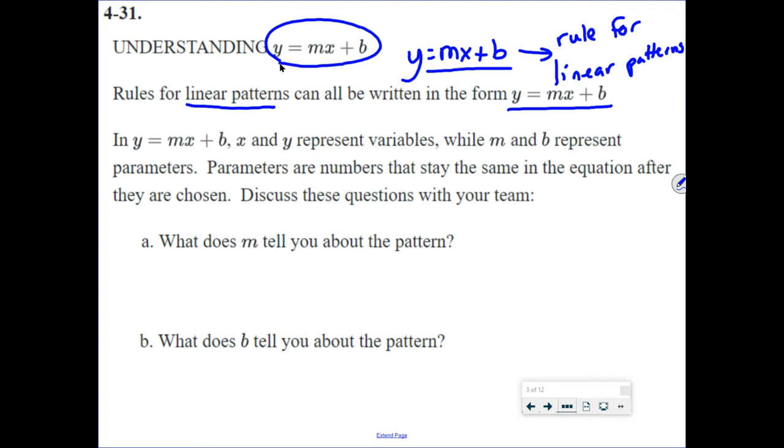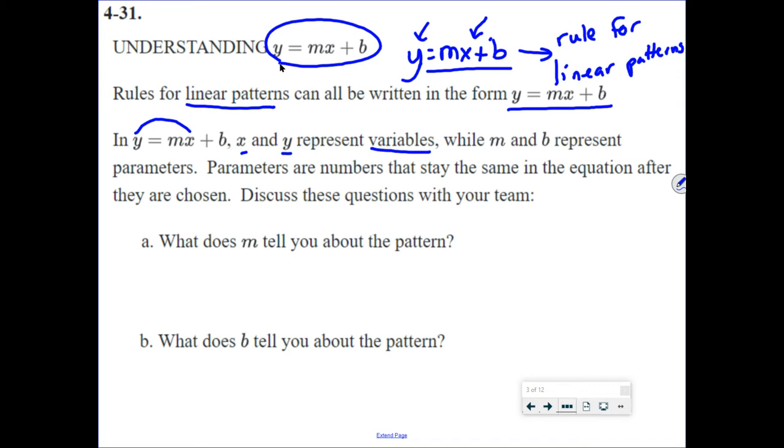In y equals mx plus b, x and y represent variables, quantities that can change. Like these right here, I could plug in anything. Remember when we were talking about figure number? I could plug in anything here for figure number, and then I'll solve it, and I'll get the number of tiles there. So you can plug in anything for variables, okay?